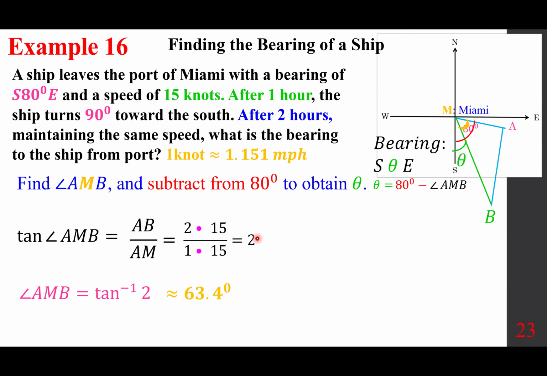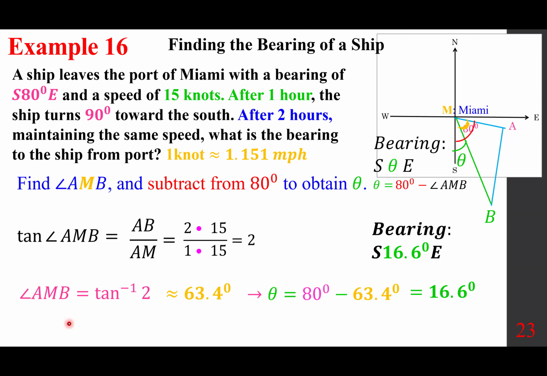Putting it into a calculator results in 63.4 degrees. Subtracted from 80, gives us 16.6 degrees. So we say south, theta E, south 16.6 degrees east. So a quick recap.